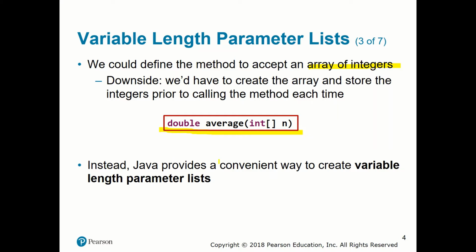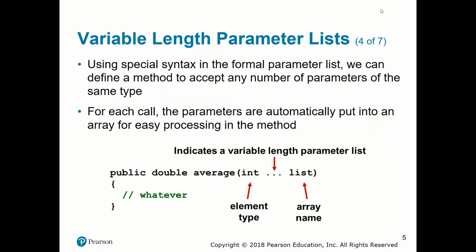Instead, Java provides a convenient way to create a variable length parameter list. I will explain about this. Using special syntax in the formal parameter list, we can define a method to accept any number of parameters of the same type. Okay, any number of parameters of the same type. For each call, the parameters are automatically put into an array for easy processing in the method.